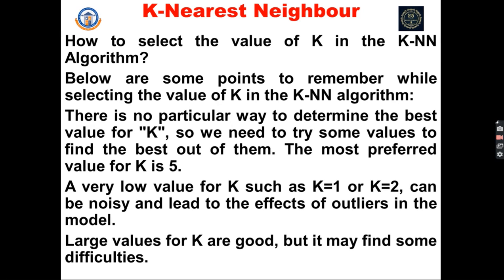Larger values for k are good, but they may bring some difficulties. With smaller values of k, we can easily find the values, but it will lead to the effects of outliers. But in the case of large values of k, it is very good for identifying the proper solution, and even though it leads to more difficulties, it will predict the output properly. So this is all about the k nearest neighbor.